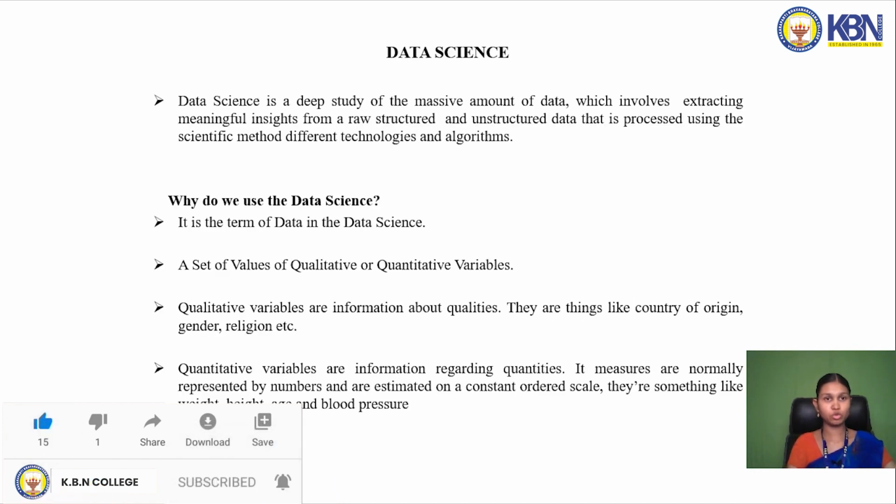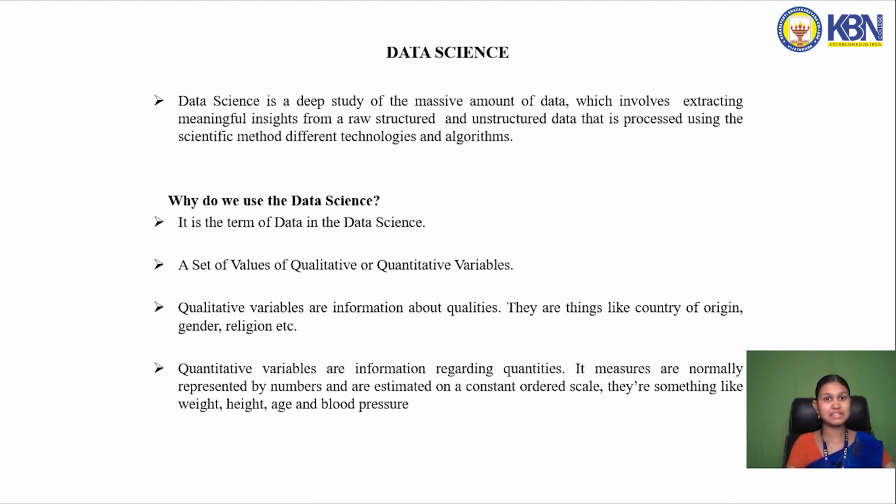First of all, we have to know what data science is. Data science means a massive amount of data. It involves extracting meaningful insights. It means it has to collect structured data and unstructured data, and you have to apply methods and technologies based on algorithms.